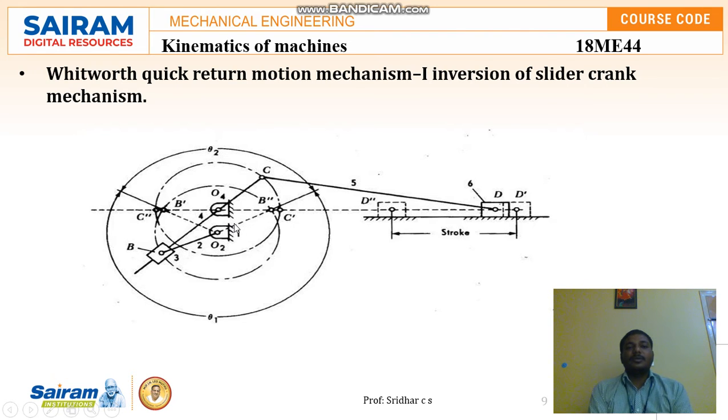Now we will look at the working principle of the Whitworth quick return motion mechanism. First we will see how it works. The tool post moves in the clockwise direction. When the tool post starts moving from position D dash to D double dash, the link at C starts moving from C to C double dash. You can see this link moving from C to C double dash.